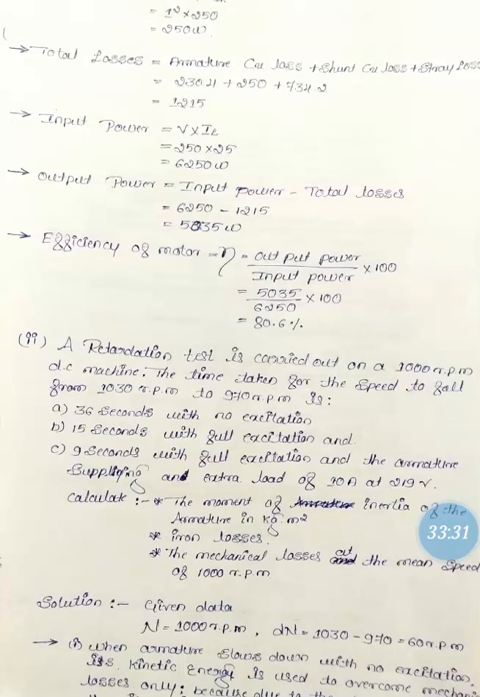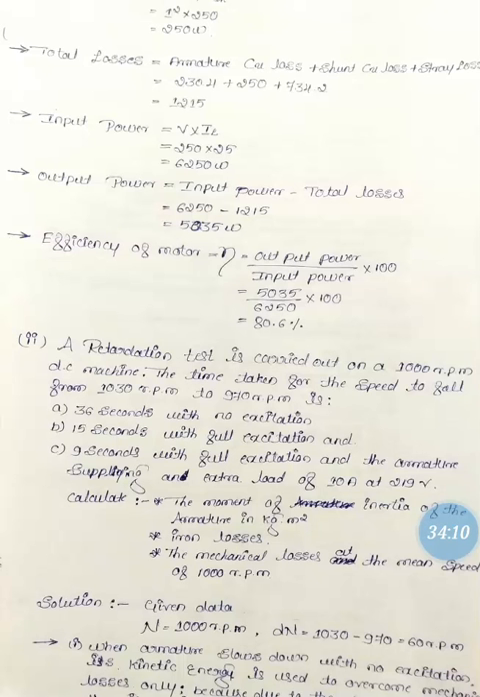We will get the total loss as 1215 watt. Then input power can be calculated as the product of voltage and line current, so we get the input power as 6250 watt. Output power is calculated as the difference between the input power and the total losses, which we get as 5035 watt. Finally, the efficiency of the motor is the ratio of output power to input power, which is 80.6%. So this is one example of a retardation test on a DC motor.